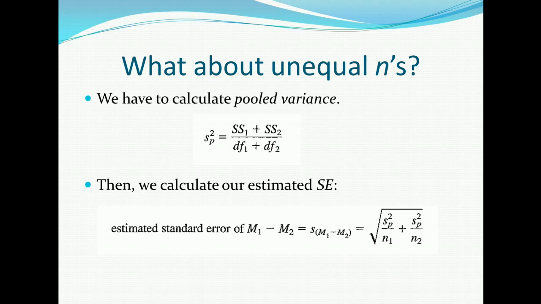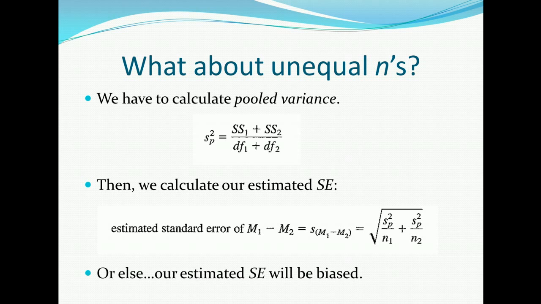Then we calculate our estimated standard error, which would be the square root of S squared pooled over n sub 1 plus S squared pooled over n sub 2. Notice that's the same pooled variance value used each time, but you would have a different n1 value and a different n2 value because it's about unequal ends.